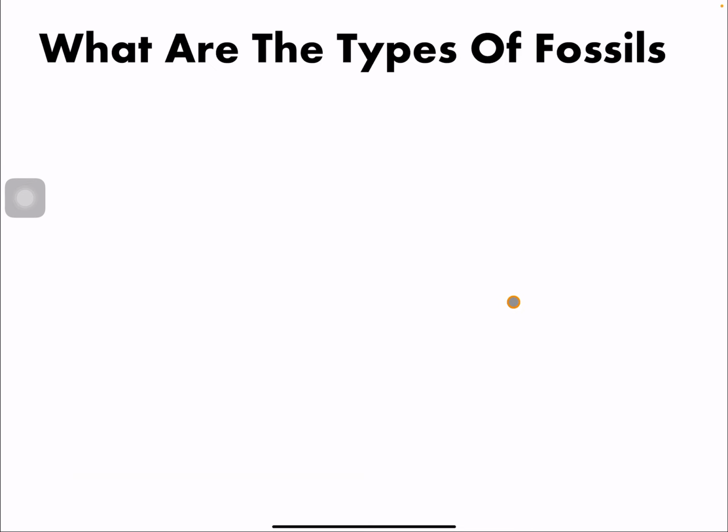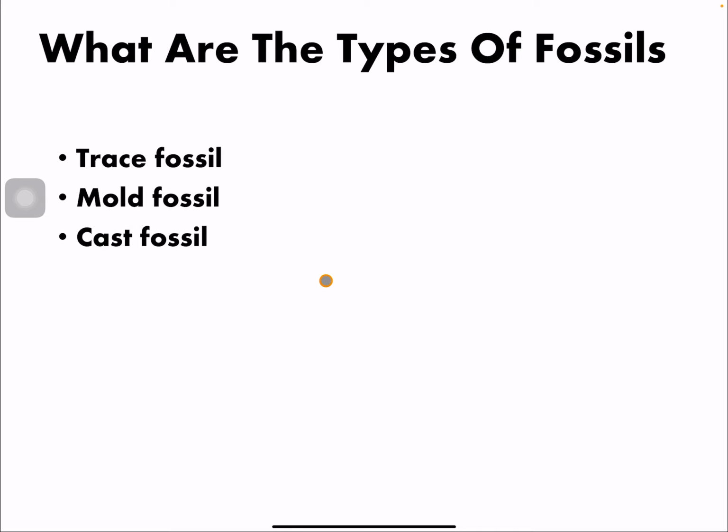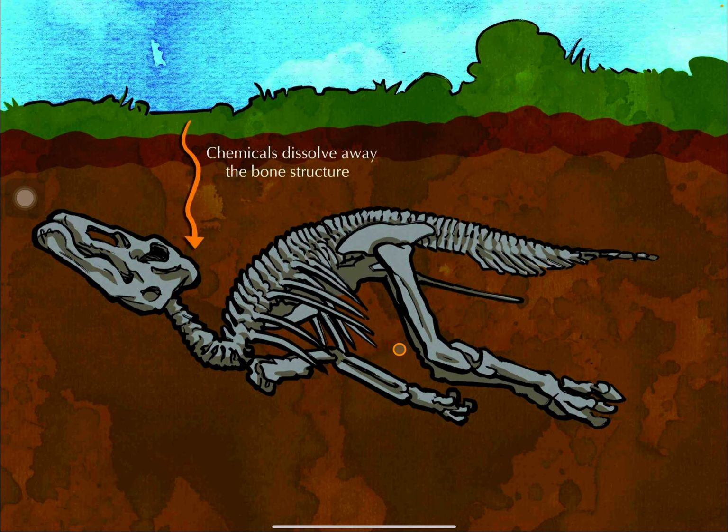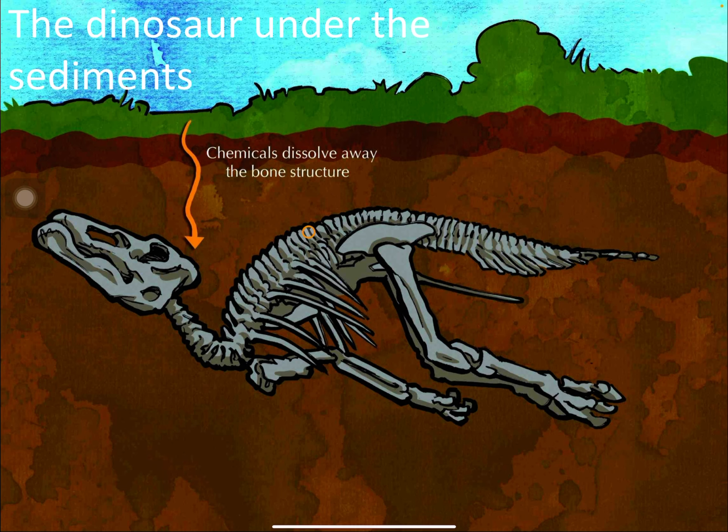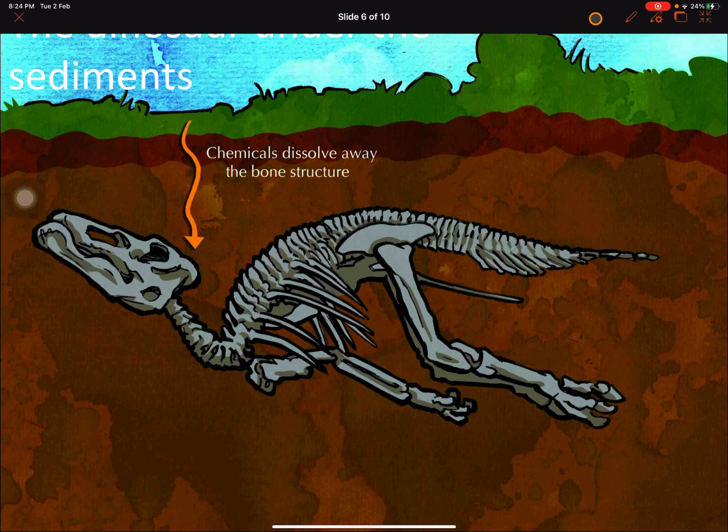Now, what are the types of fossils? Well, there are trace fossils, mold fossils, cast fossils, and amber fossils. We're going to go through all of these in detail. Before we do this, first we will tell you what this picture is. This is the dinosaur under the sediments, okay? As you can see, these up here are the sediments because they cover up the dinosaur.